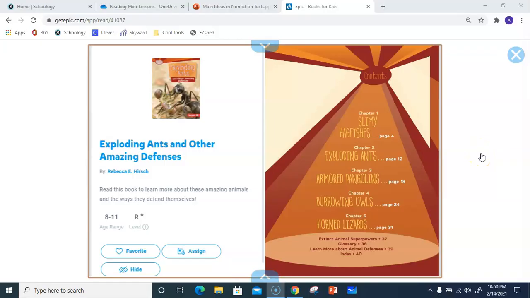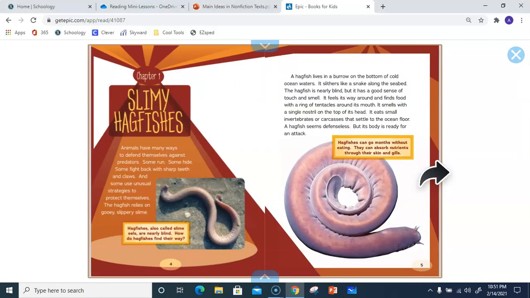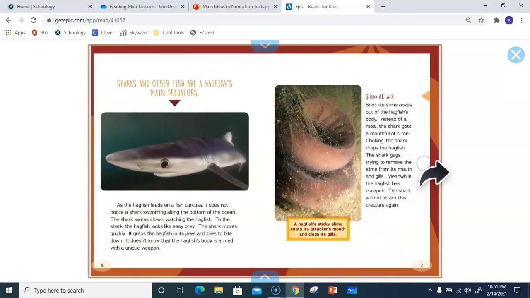Here I am on getepic.com looking at Exploding Ants and Other Amazing Defenses, and I know that the topic of this text is animal defenses. And so I think I'm done, right? I know what the main idea is. It's amazing defenses. However, once I start to flip through the book and once I start to read the book, I notice that I have to do some work on my end to determine really what the main idea is.